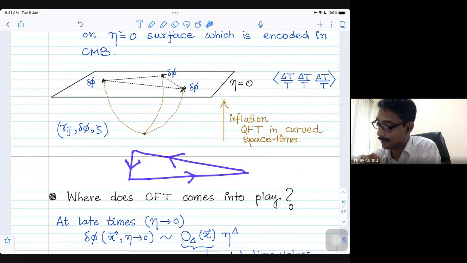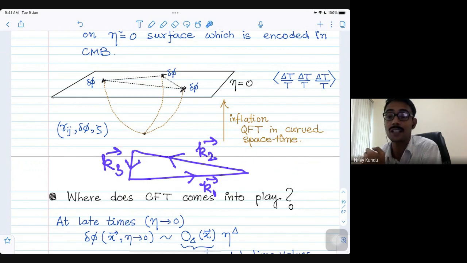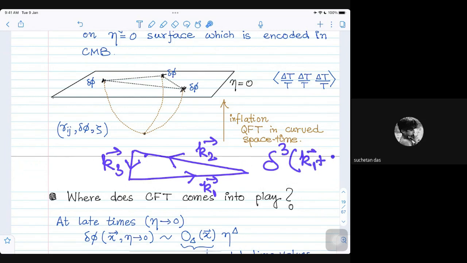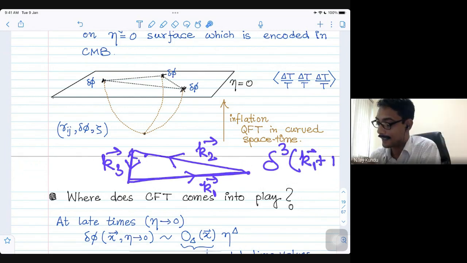So what I'm trying to say is, due to homogeneity, if you write down this 3-point function in momentum space, there will be a momentum conserving delta function. This is just saying momentum conservation: k1 plus k2 plus k3 equals 0. It just implements that delta function here.